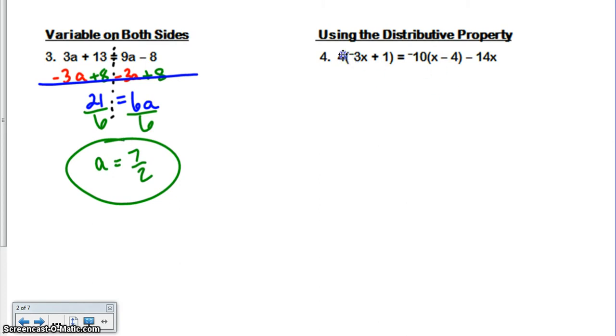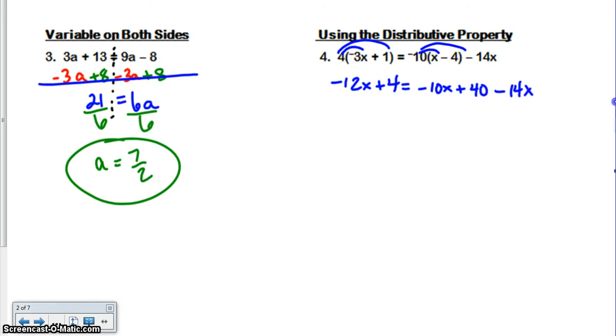And of course you're familiar with the distributive property. We're going to multiply this constant into the parenthesis set, so that becomes a negative 12x. Don't forget to multiply all the way through, plus 4. And then the same distributive property happens here. So negative 10x plus 40. Let's see, there's still a minus 14x off to the side there.